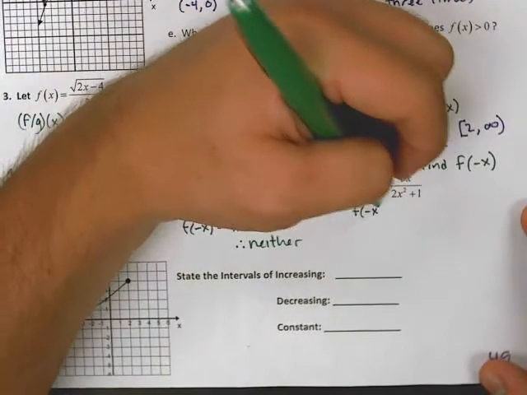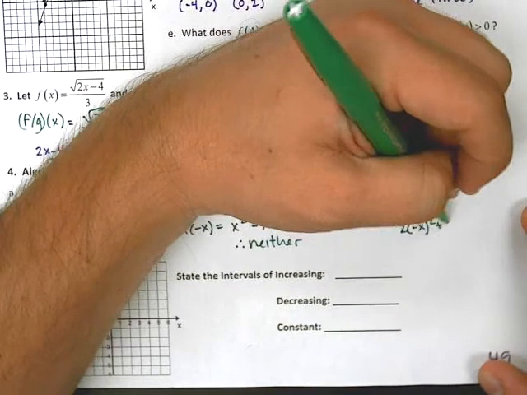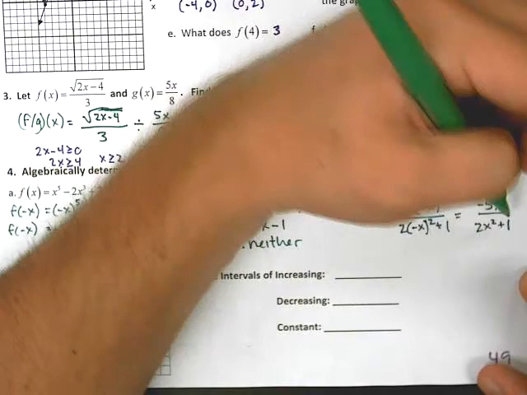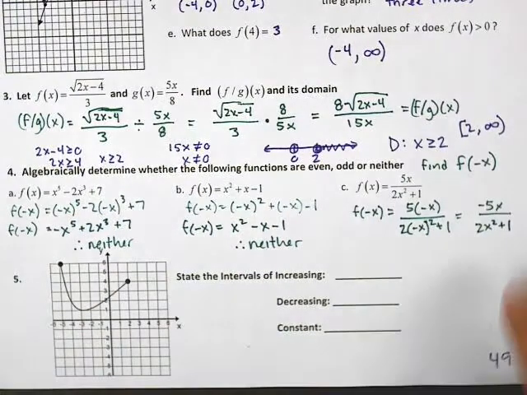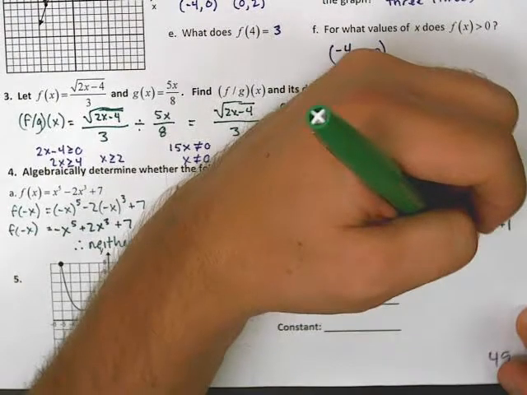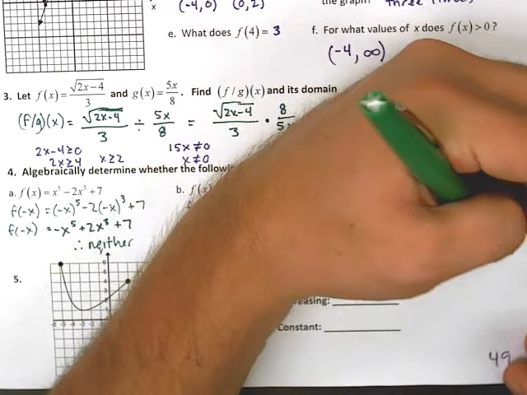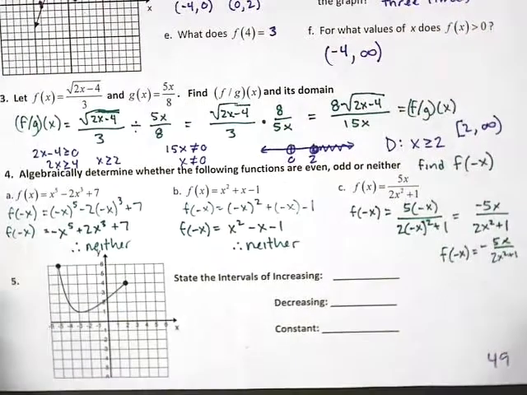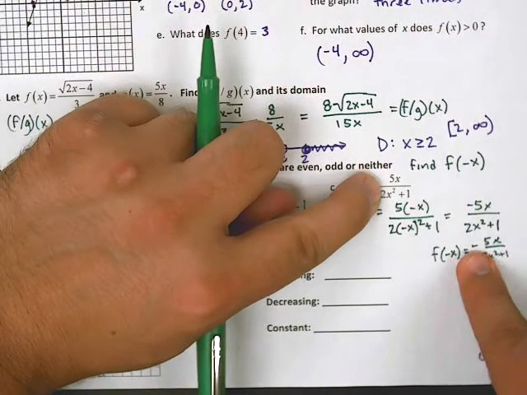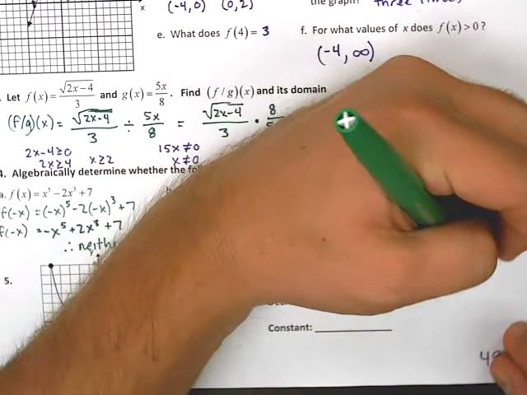F of negative x equals 5 negative x over 2 negative x squared plus 1. If we clean this up, this becomes negative 5x all over 2x squared plus 1. Now remember, I asked you guys to try, when you have a negative in the numerator, to kind of factor it out or bring it out front. Because I can rewrite this. F of negative x is really just negative 5x over 2x squared plus 1. And why am I doing that? Because hopefully we agree that these fractions are the exact same, however this one is negative. So these are opposites, which means that this is an odd function.